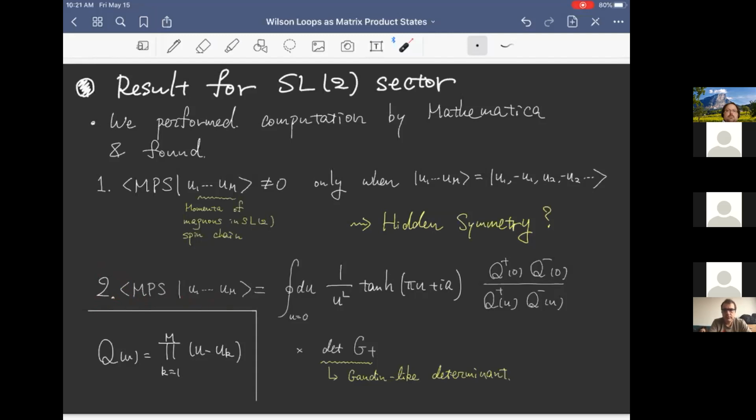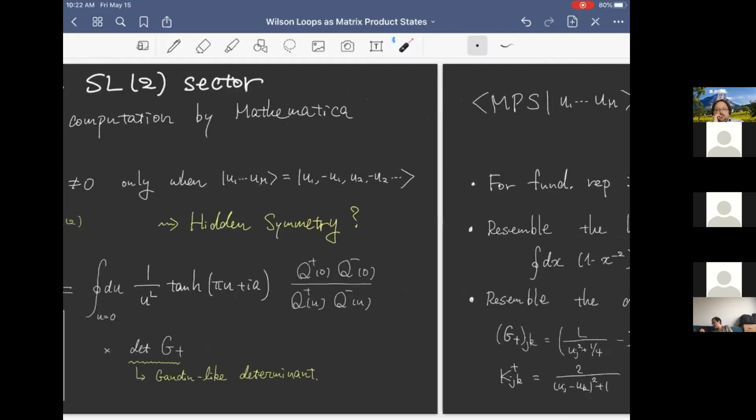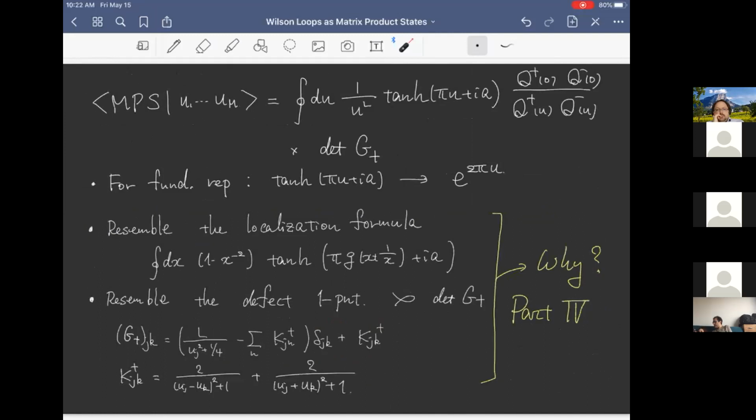What we found is that now we did the computation for the SL2 sector, and we got some number. Initially, we didn't understand what those numbers are, but then we finally figured out it can be expressed in this way. There is some integral which involves what's called the Q function, which is just a product of this factor where u_k are rapidities, and then times some Gaudin-like determinant. Let me explain a little bit about this expression. This is the expression that we experimentally found.